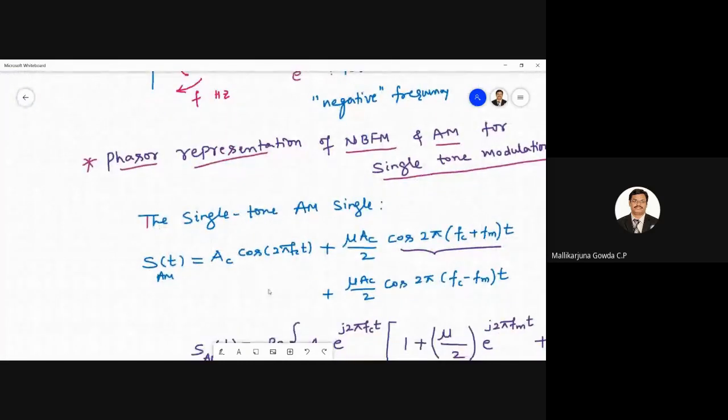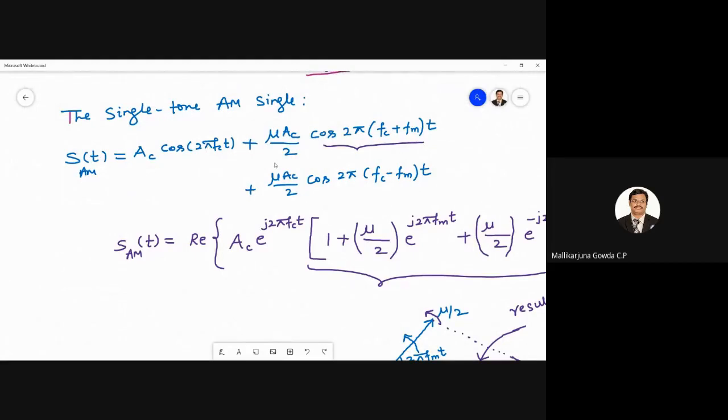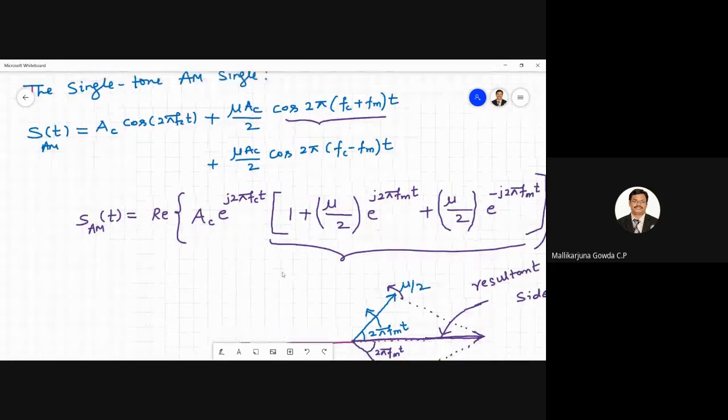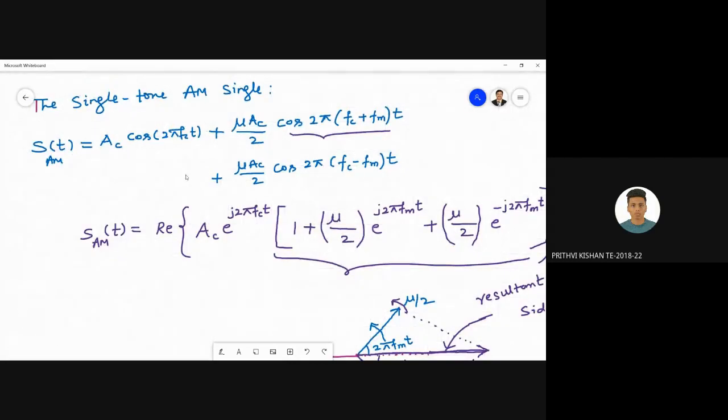I would have written one more step, writing for every term only AC e power j 2 pi fct. Similarly, for this, e power j 2 pi fct into e power j 2 pi fmt. Similarly, for this one, e power j 2 pi fct into e power minus j 2 pi fmt. Then I would have taken e power j 2 pi fct as common. I hope that term is clear? Yes, sir. See, cos 2 pi fct is e power j 2 pi fct, right? Similarly, here cos 2 pi of fc plus fm of t can be written as e power j 2 pi fct into e power j 2 pi fmt. Yes or no? Yes, sir. Similarly, this one, e power j 2 pi fct into e power j 2 pi minus fmt. So in all three terms, e power j 2 pi fct is common, and I have taken AC e power j 2 pi fct as common. Right?